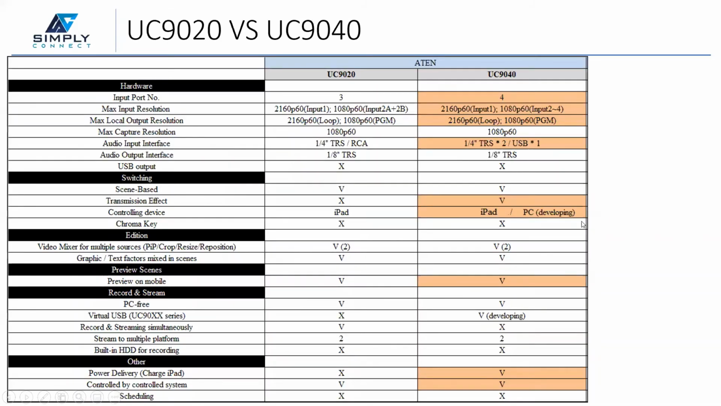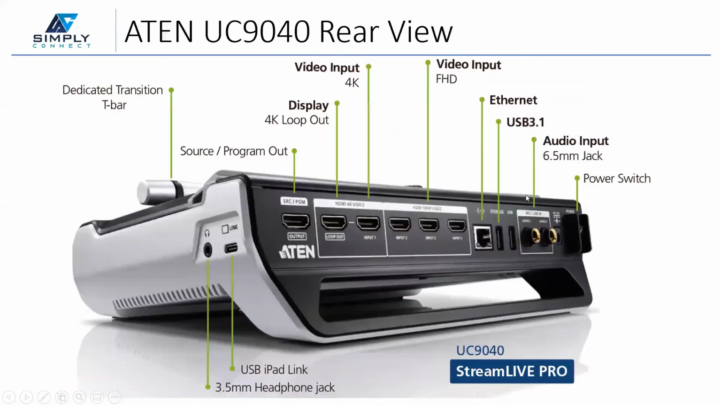Okay. So this is a comparison between the previously launched UC9020 and the UC9040 now. For the HDMI input, now UC9040 has 4 inputs. Okay. So there was 3 of it is full HD, 1 is a 4K. And then for the audio input, we have a 1/4 inch, 2 of them. And we also have a USB audio.